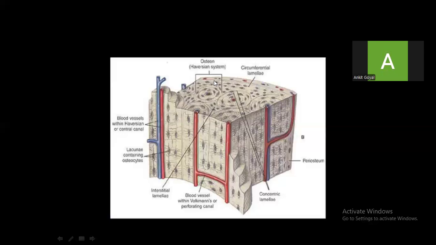In this picture, we can see the osteon, that is the Haversian system. These are circumferential lamellae, which are present in the periosteum. These are concentric lamellae forming the osteon. These are interstitial lamellae between the two osteons, the blood vessels within Volkmann's or perforating canals, and the blood vessels within Haversian or central canals. These are the lacunae containing the osteocytes.